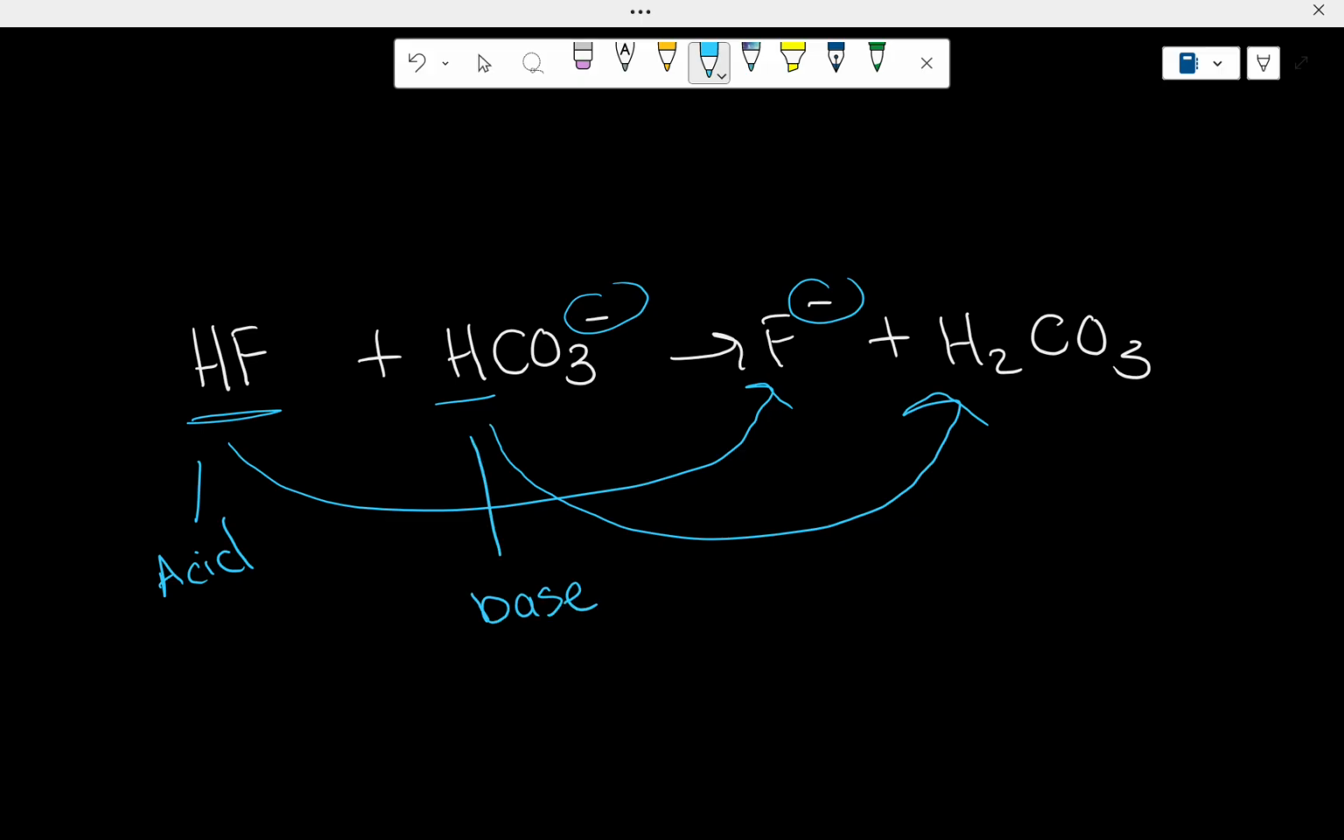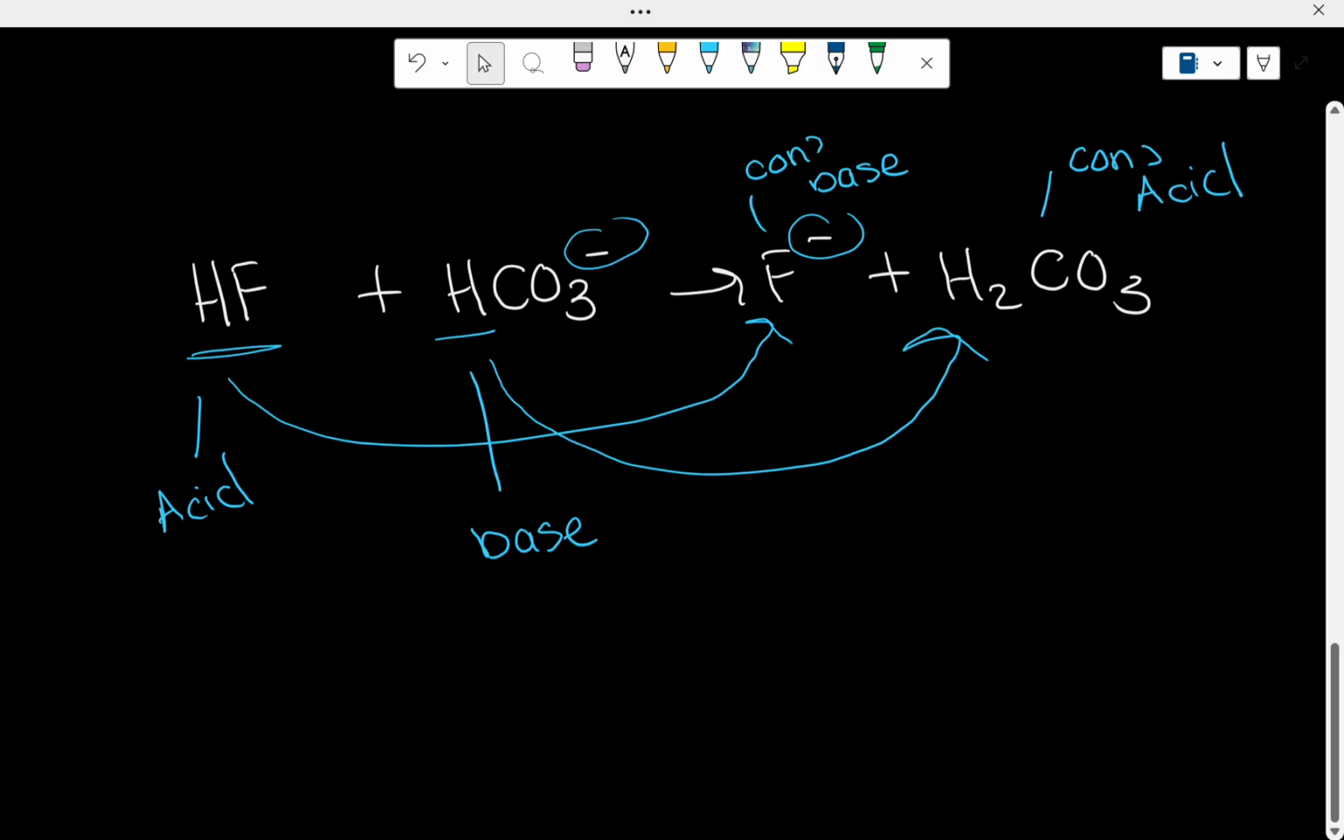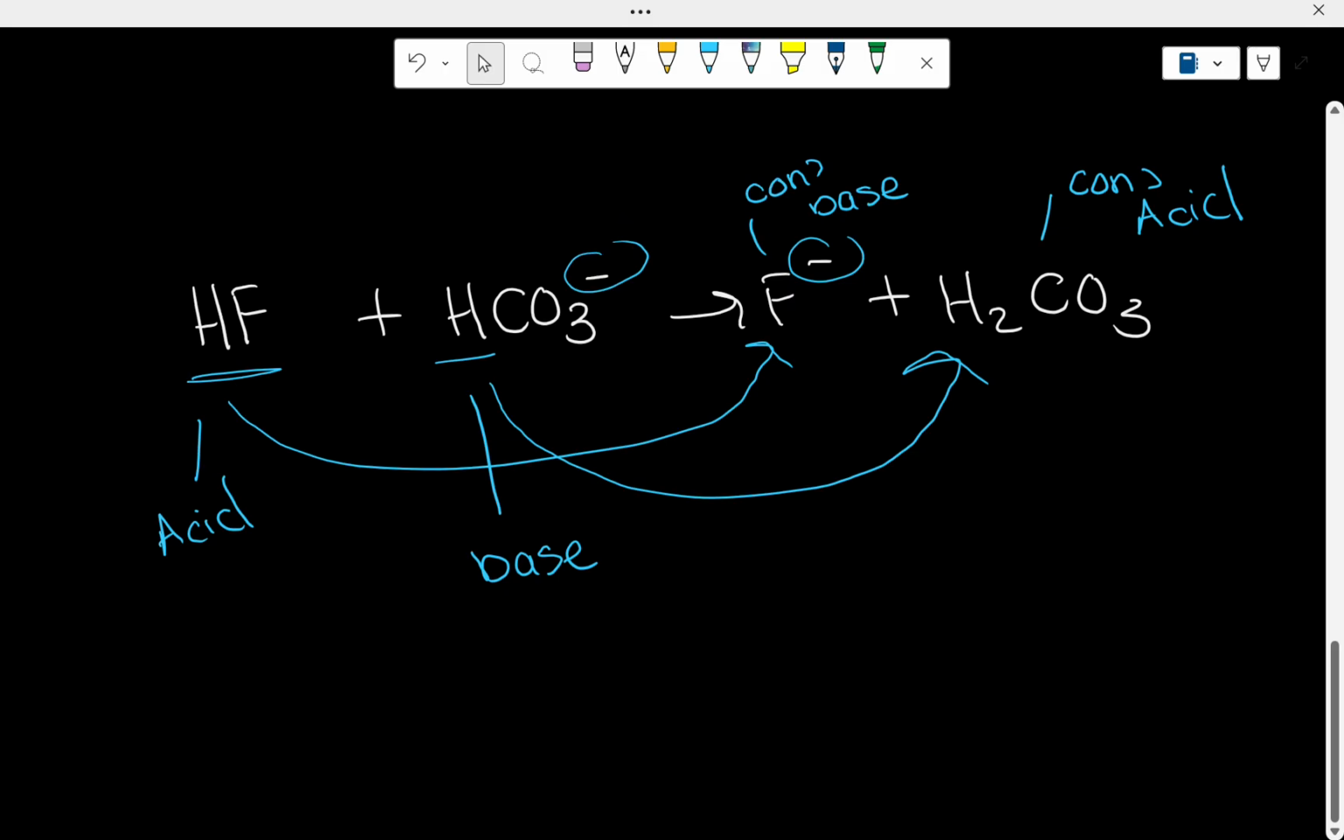And then, like I said before, what's on the reactant is going to be opposite on the product. So this is going to be your conjugate base. And this is going to be your conjugate acid. And those are all 4 components labeled in this chemical reaction.